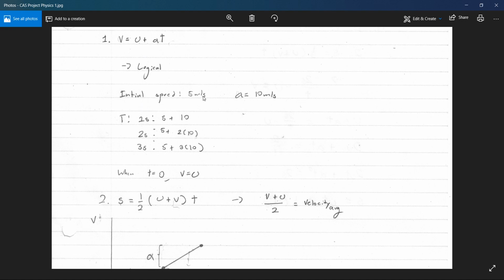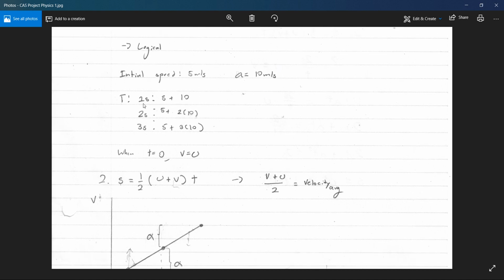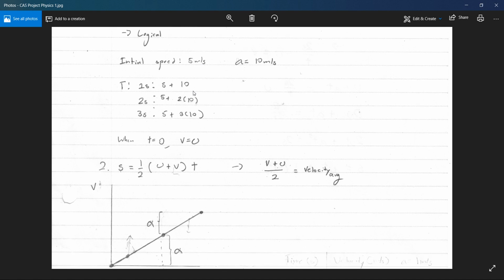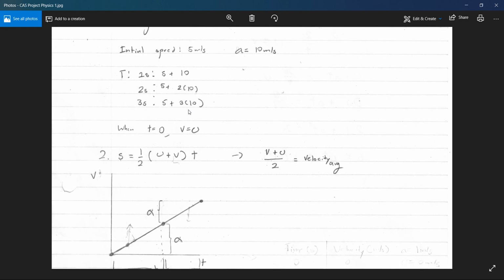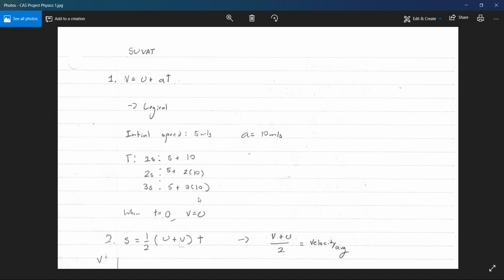Suppose you have an initial speed of 5 meters per second, and you have an acceleration of 10 meters per second. It should really be squared here, but it doesn't really matter. After the first second, you would have gained 10 meters per second to your initial velocity, making for a total of 15 meters per second. After 2 seconds, you would have gained 20 meters per second, and after 3 seconds, you would have gained 30 meters per second. And really, that's all this equation says.